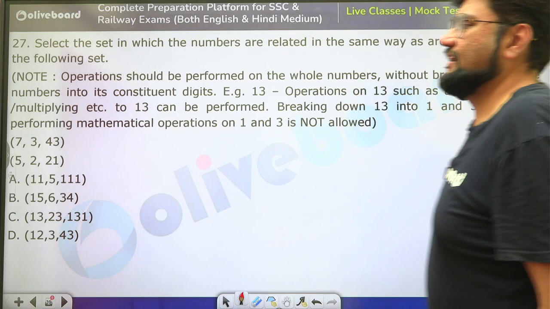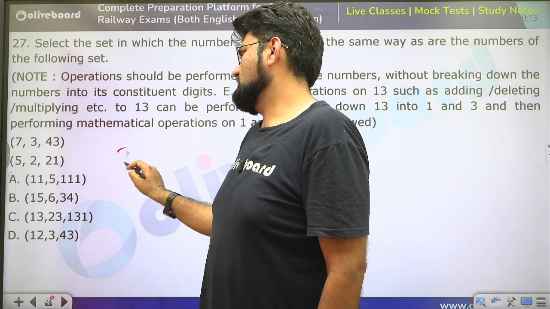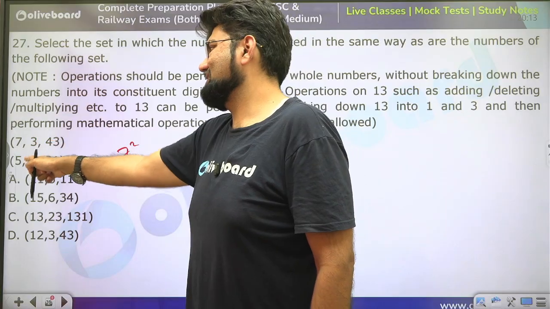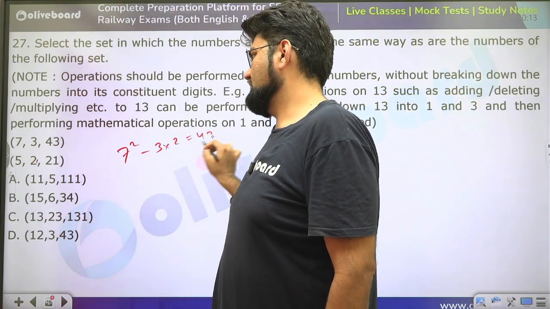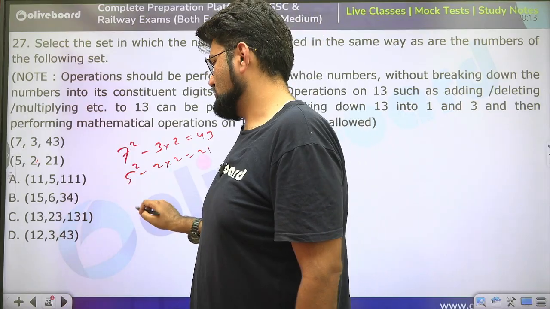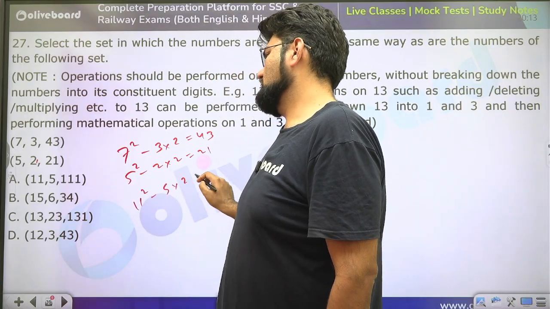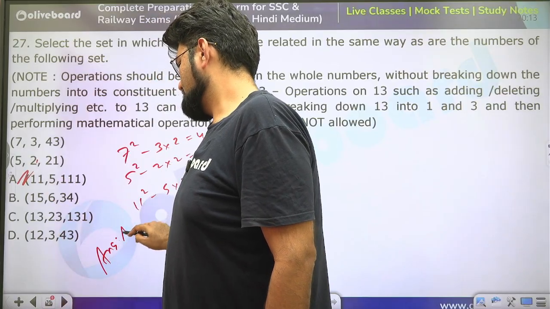Pretty easy this one is actually. 743 and 521. Look at these numbers closer to the squares. So 7 square is 49 minus 6. This is 25 minus 4. It's pretty clear. 3 into 2, 43. And 5 square minus 2 into 2, 21. If you look at the first option, 11 square minus 5 into 2 is 111. So option A is the correct answer.